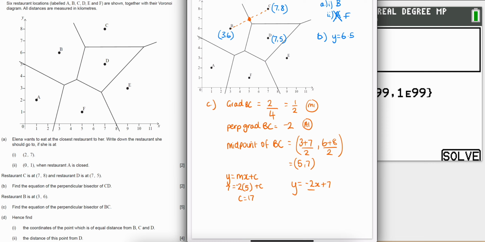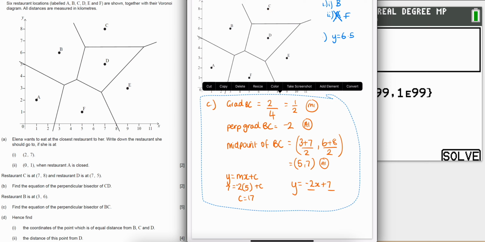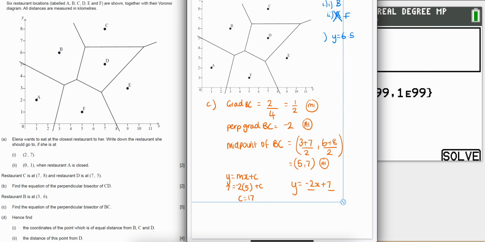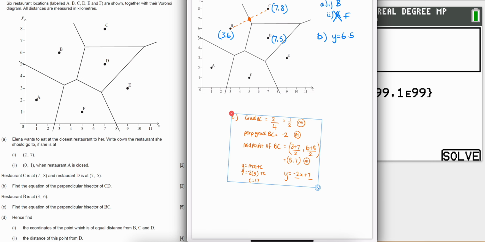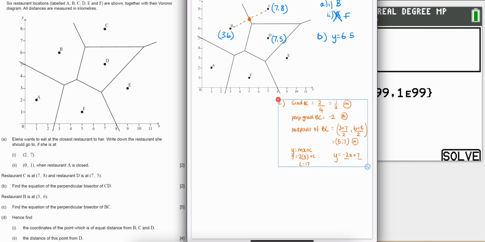2 of them are for having the correct equation at the end. 1 is for finding the midpoint, so there's another answer mark here. And then we have the previous ones above as well. So that's part C. Let me just make this one a little bit smaller. There we go. And we now have the last part, which is part D.